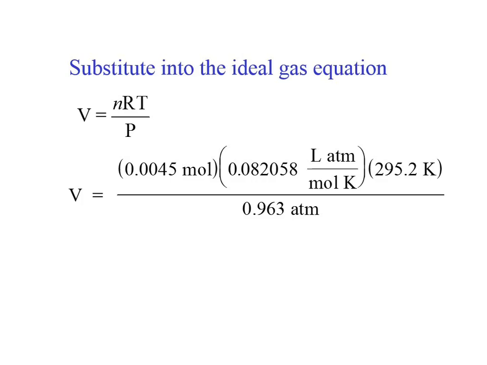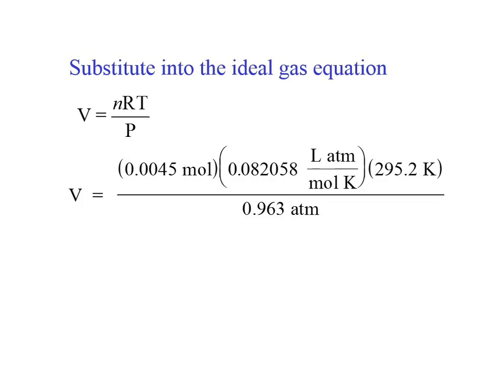So if we take a look at the units, we have N is 0.0045 moles times R, which is 0.082058. Units of R are liters atmospheres per mole Kelvin. In the numerator, the last term is the temperature, 295.2 Kelvin. And that's all divided by the pressure, 0.963 atmospheres.